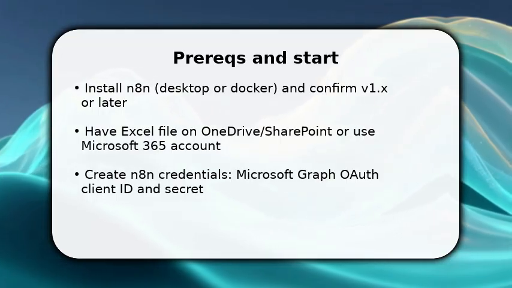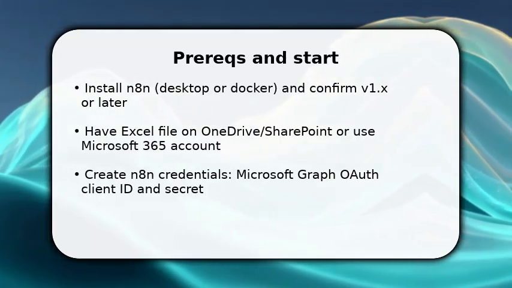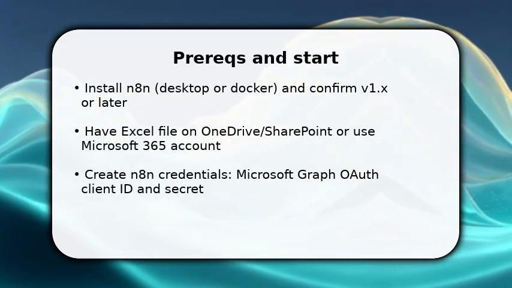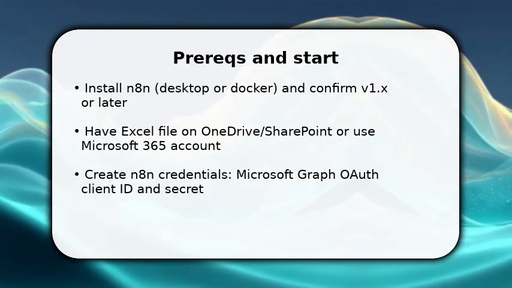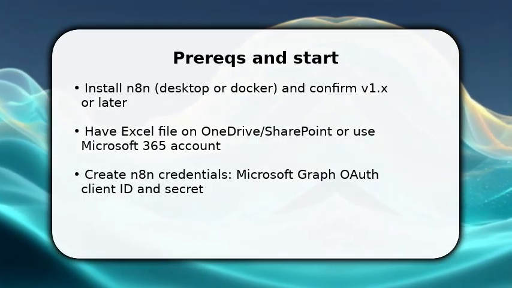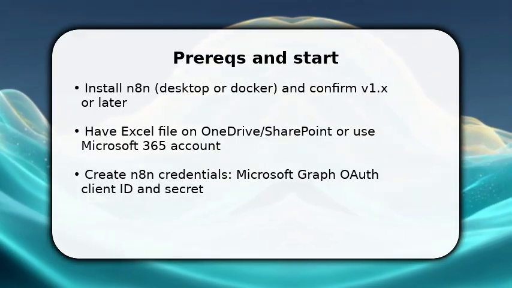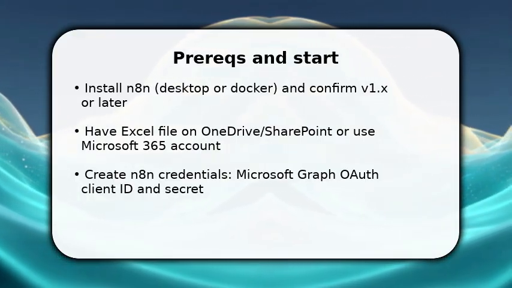Next, create a Microsoft Azure app to get a client ID and secret. You need Graph permissions for files: read, write, and offline access. Make sure the redirect URI points to your N8n instance. This is the first actionable work. Verify the token exchange for the created credentials before moving on.